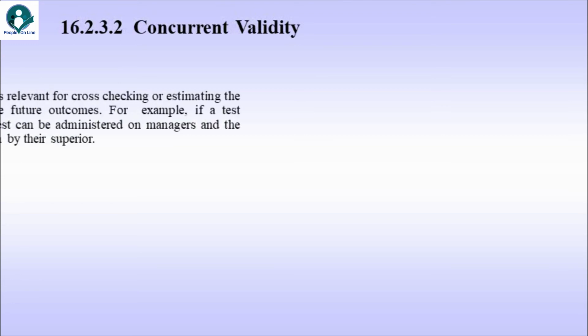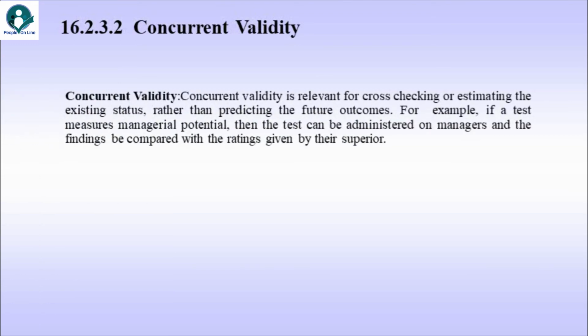Concurrent validity. Concurrent validity is relevant for cross-checking or estimating the existing status rather than predicting the future outcomes. For example, if a test measures managerial potential, then the test can be administered on managers and the findings be compared with the performance ratings given by their superior.